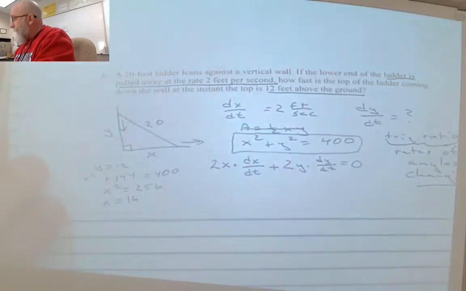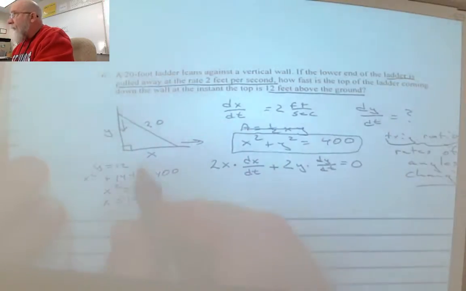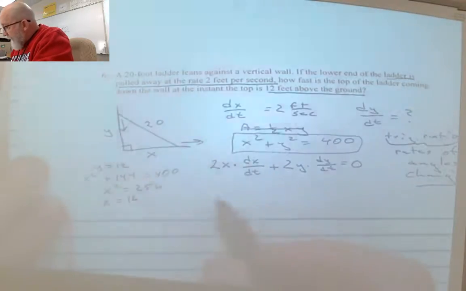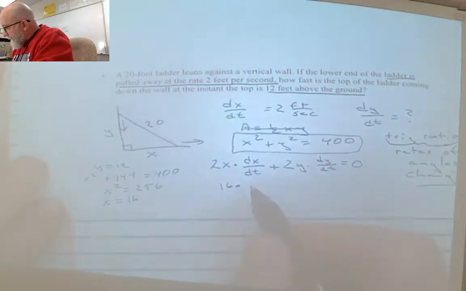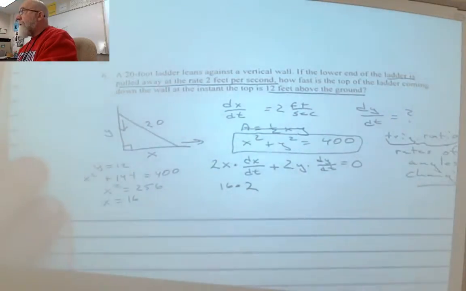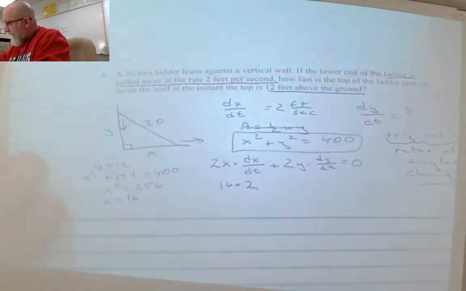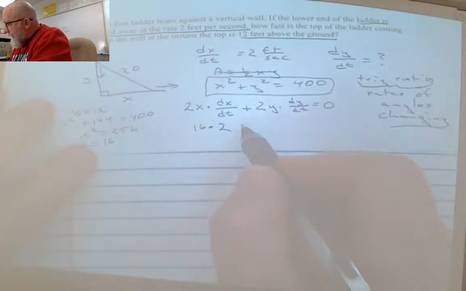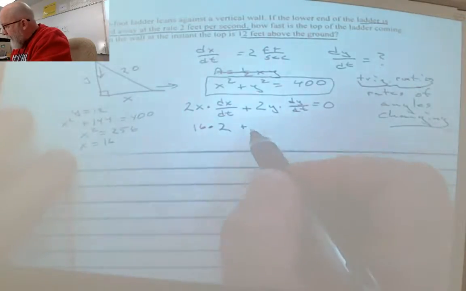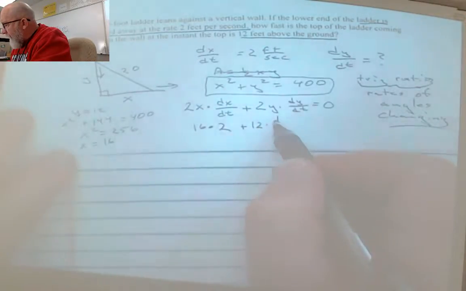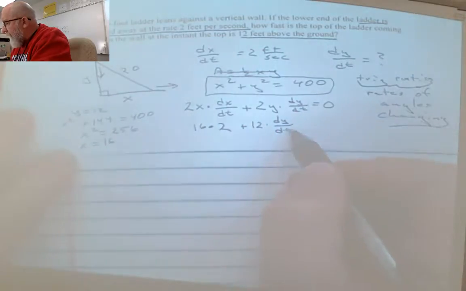But that's only at an instant. In a tenth of a second, that'll have changed. So I'm going to have 16 times, what did you say the rate was? 2. Can I just put a 2 there? Plus, do I know y? 12. And I'm trying to figure out dy dt, correct?